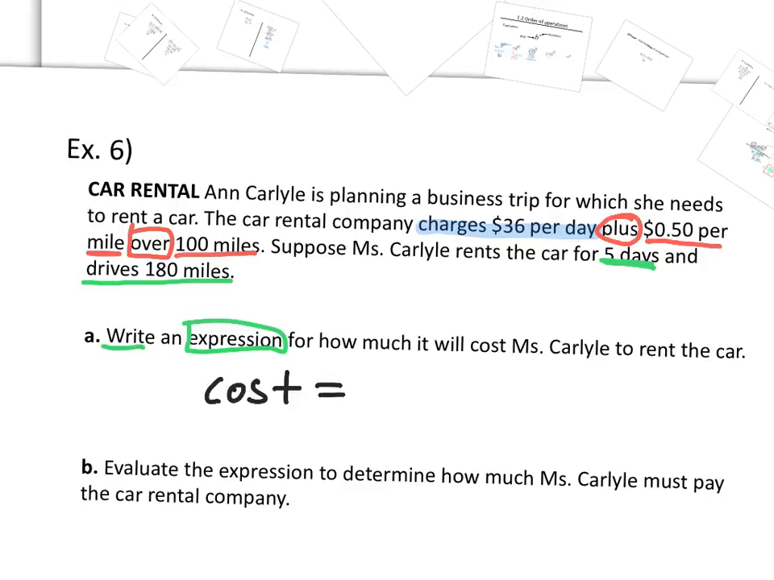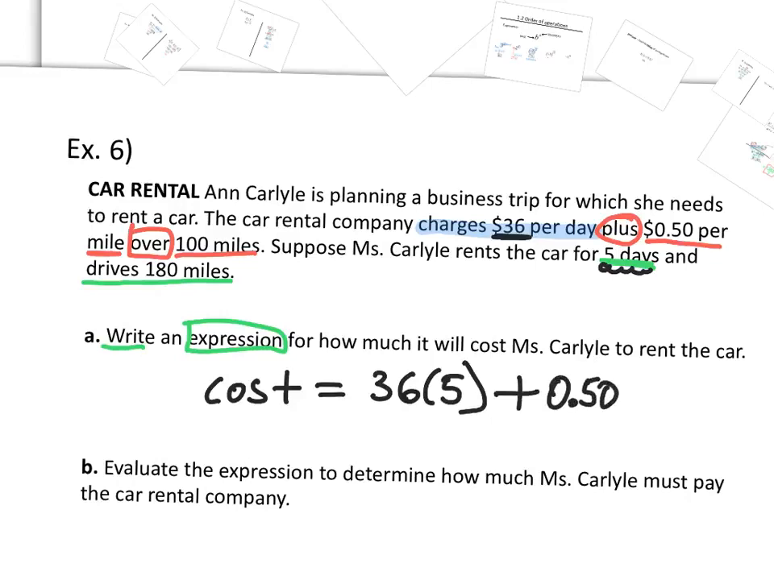So common sense, let's use number sense. The car rental company is charging 36 per day. So that means that we have 5 days times the $36 per day. So I'm going to put 36 times 5. And I put parentheses because that's the same thing as multiplication. Plus 50 cents. So there's the 50 cents right here.